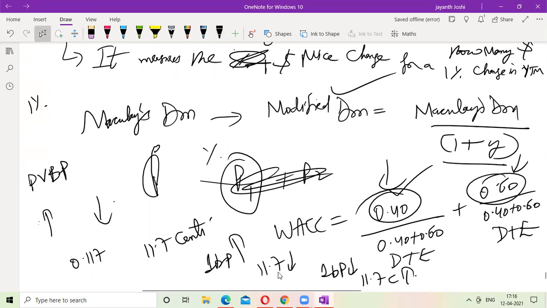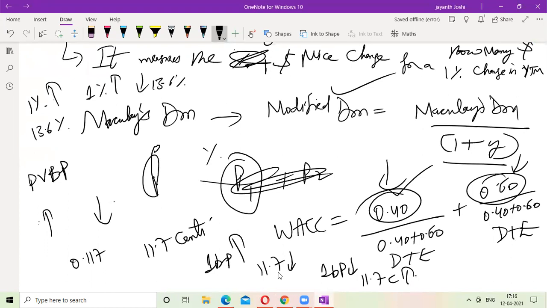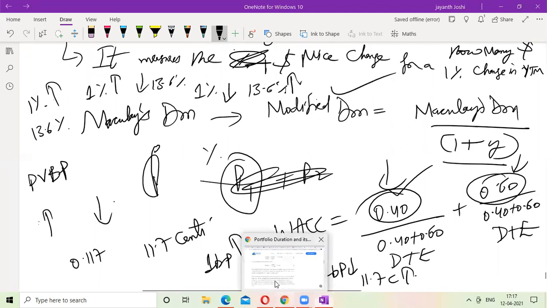If 1% yield to maturity increases and your duration comes to 13.6% for modified duration, that means 1% yield to maturity increase, the bond is going to decrease by 13.6%. And if 1% yield to maturity decreases, the bond is going to increase by 13.6%. That's it. Decrease to increase, increase to decrease. That's it.